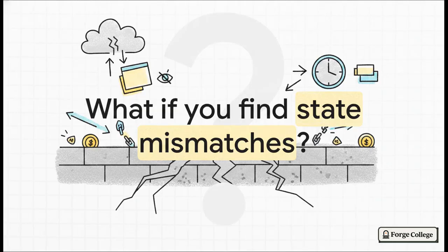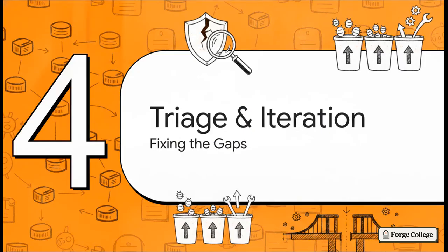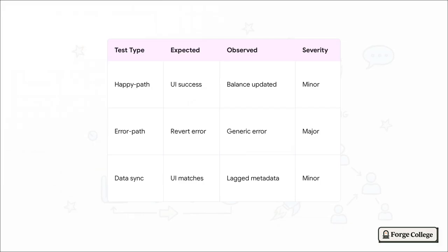So, inevitably, you are going to find some cracks in the concrete. A transaction fails, the UI lags by a block, or the metadata just refuses to load. Look, finding these issues isn't a failure. It's literally the exact reason we do these checks. Which brings us to the most important part of the inspection. Section 4. Triage and the iteration plan. We don't just point out flaws and walk away.